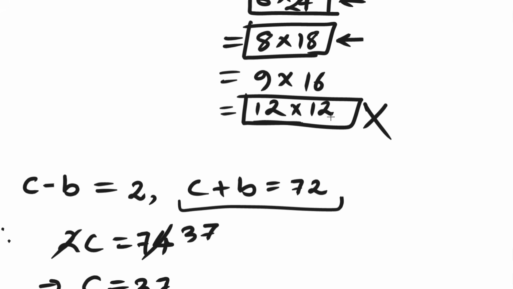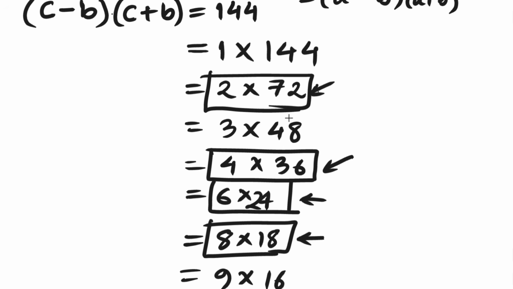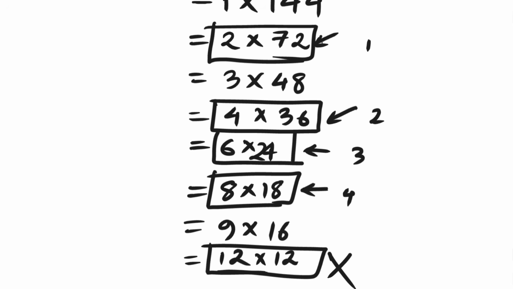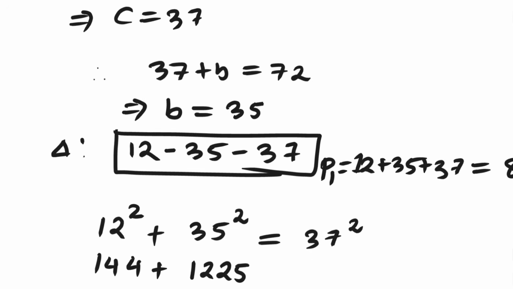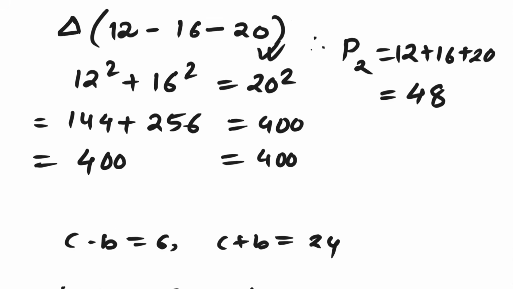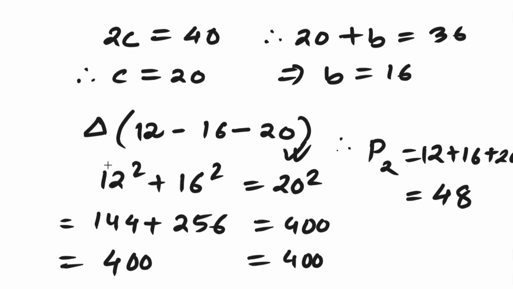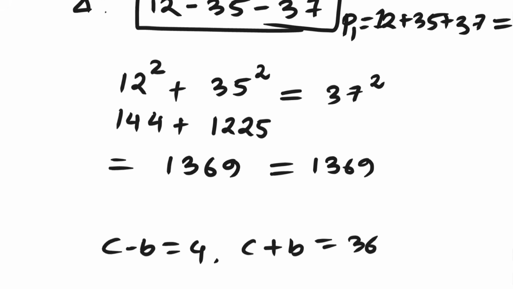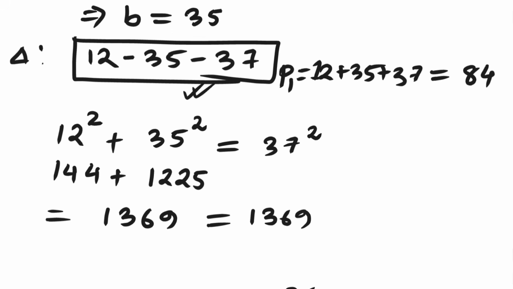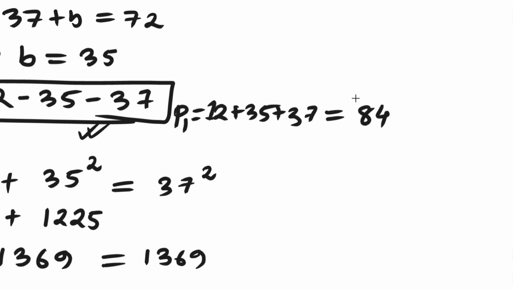So, after checking all possible factor pairs, we find that there are exactly 4 valid right triangles with positive whole number side lengths and one side equal to 12. These are 12, 5, 13; 12, 9, 15; 12, 16, 20; and 12, 35, 37. Their corresponding perimeters are 30, 36, 48, and 84.